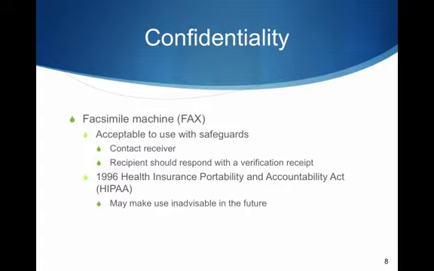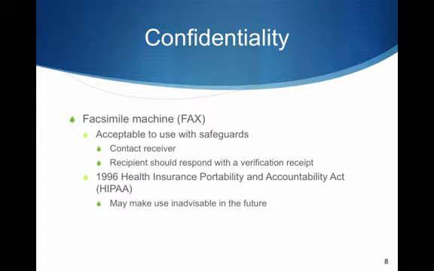Confidentiality. Fax machines, or facsimile machines, may be acceptable with safeguards. Contact the receiver and advise them of the transmission. The recipient should respond with a verification receipt. If the PCR is inappropriately sent to the wrong address, a cover sheet should clearly indicate that the facsimile is confidential and ask the recipient to destroy the copy.